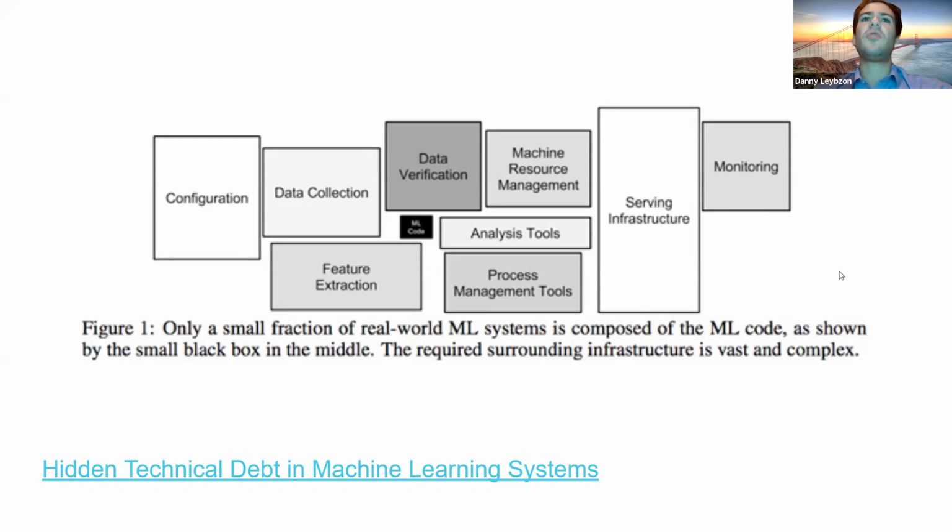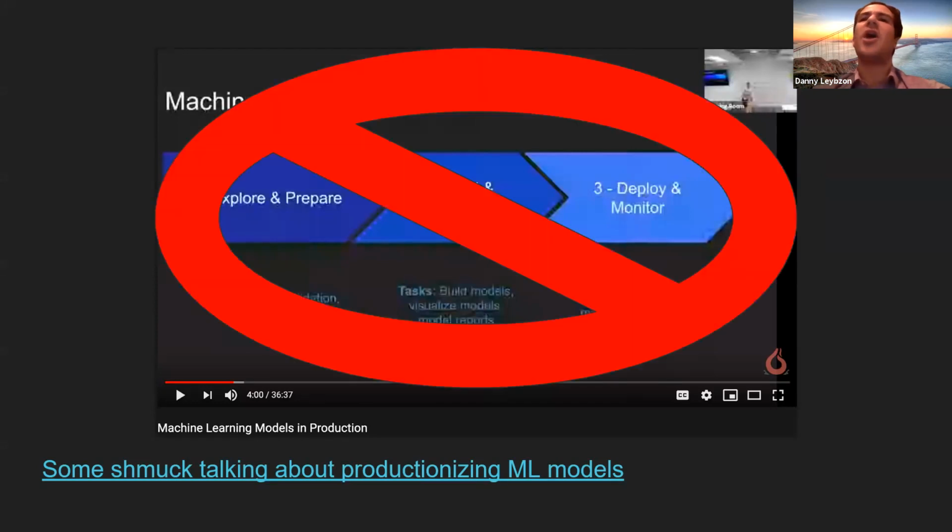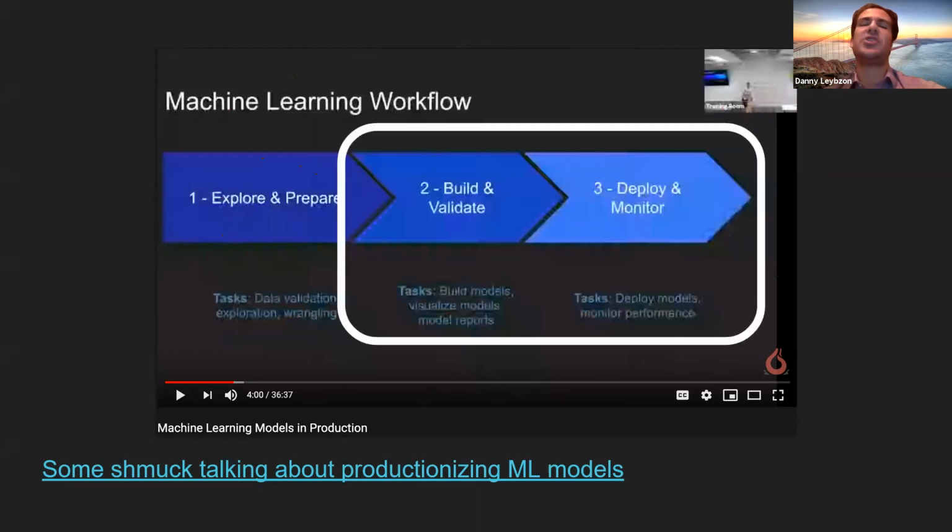So in previous presentations that I've given, I've talked about the machine learning workflow, which starts with exploring and preparing data, and then building and validating a machine learning model, and then finally deploying and monitoring a model. Now, this workflow, while it's a useful framework, honestly, it's a really big oversimplification. And the reason that it's such a big oversimplification is because it simply doesn't capture the depth and complexity of each of these stages.